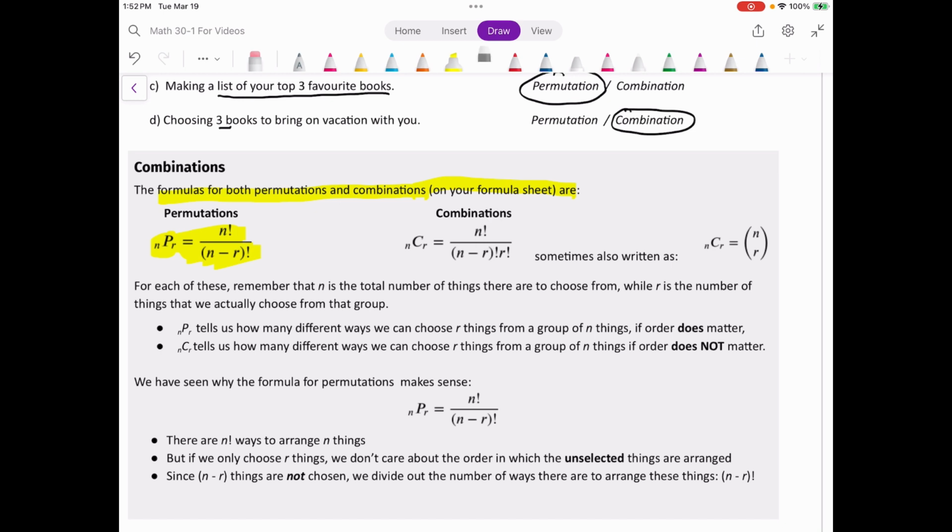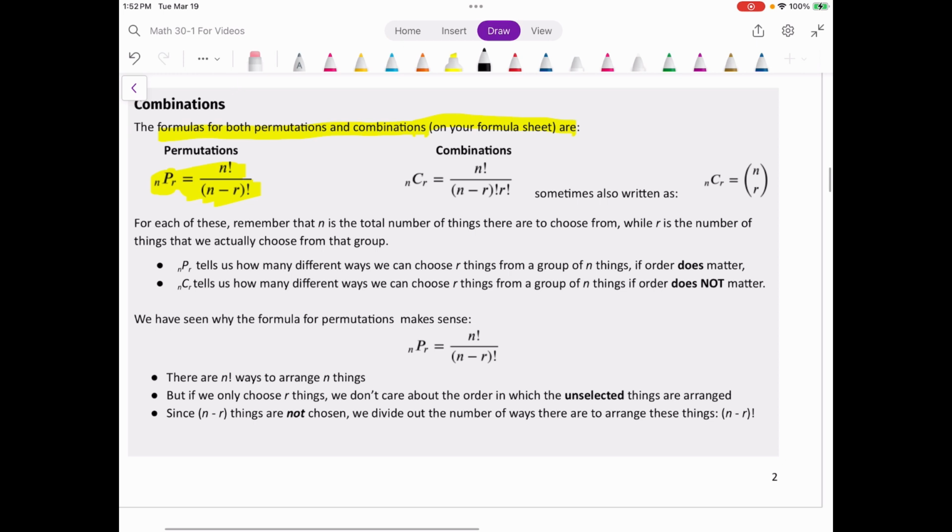We just care about how many different ways there are to choose them in the first place. So we actually do want to divide out the orderings, the different arrangements of the things that were chosen as well. We'll examine that in some more detail here in a second. Okay. Now, just a heads up, this is sometimes also written as this.